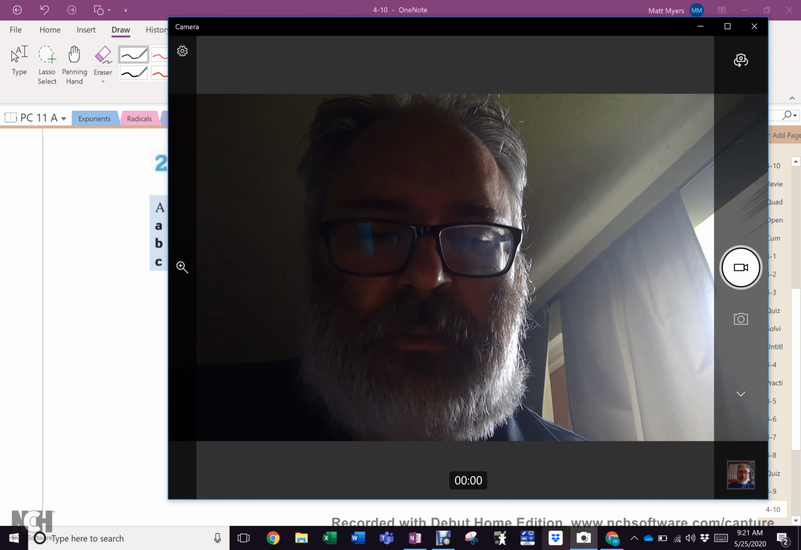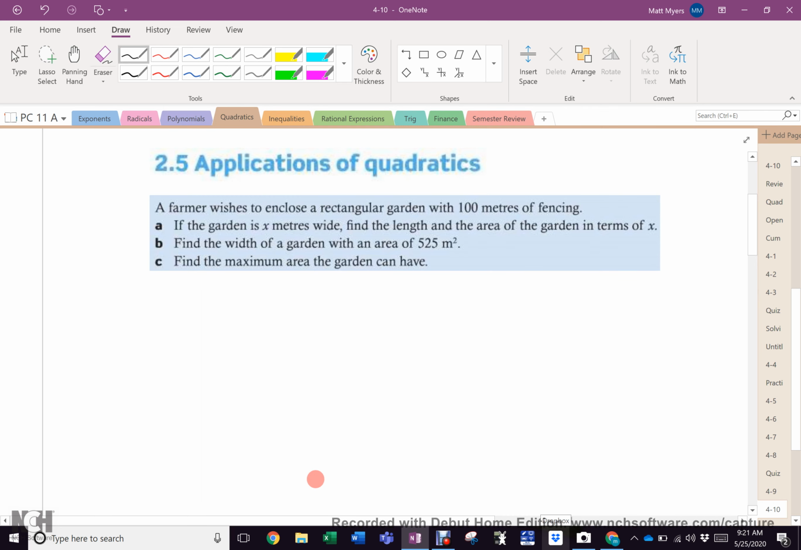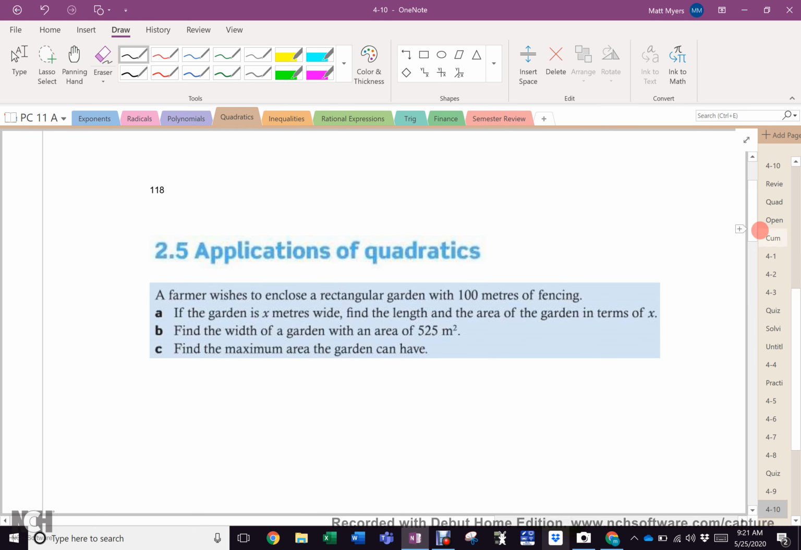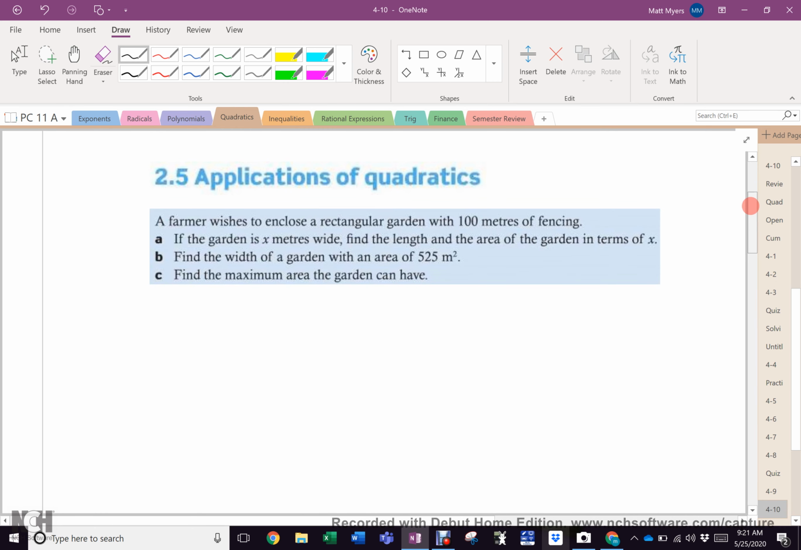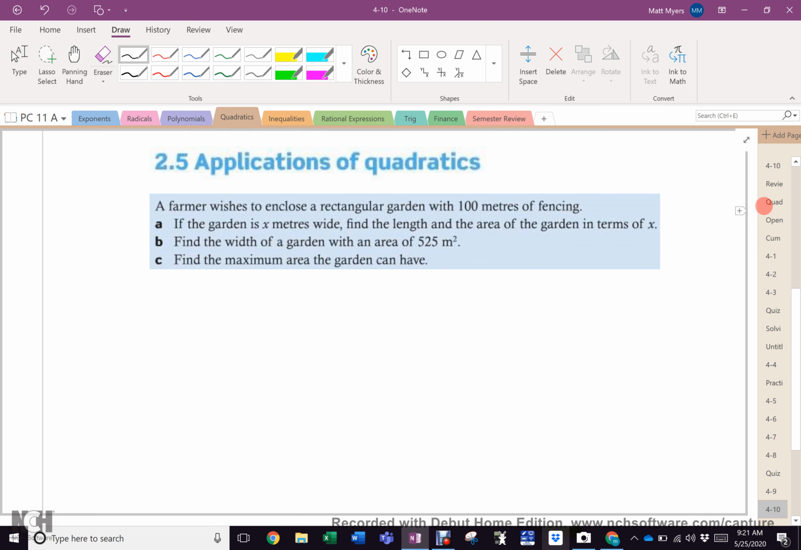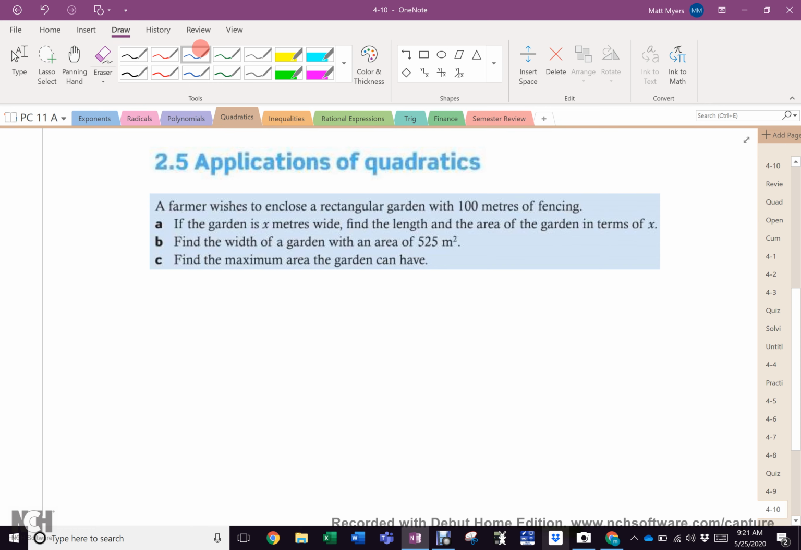Okay, so let's get down to it. Here we are on page 118. We've been doing stuff with quadratics, but we haven't really done anything with them. We've been moving around, but I haven't shown you what you can do with them. So let's start with that right now.